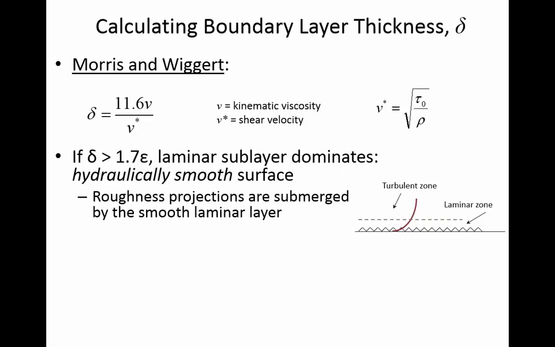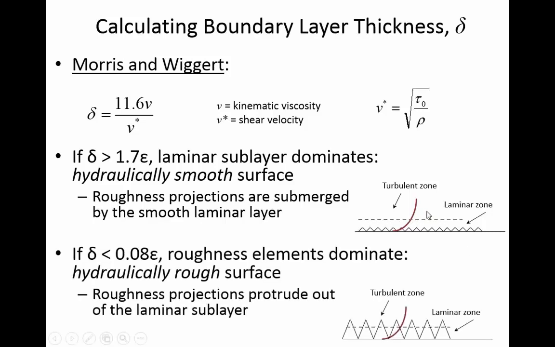And so you have very different hydraulic behavior if the laminar layer is completely submerging those roughness elements, compared to if the thickness of the laminar layer is less than 0.08 times the height of the roughness elements, epsilon. And that's it. Leaves a huge no man's land, doesn't it? You know, the first question you're thinking is, well, what about between 0.08 and 1.7? Well, that's a transition zone.